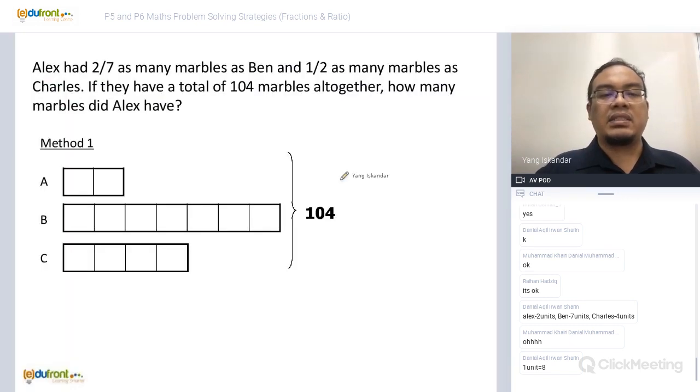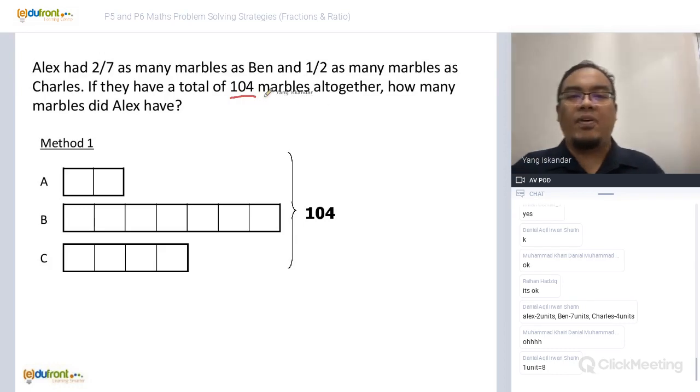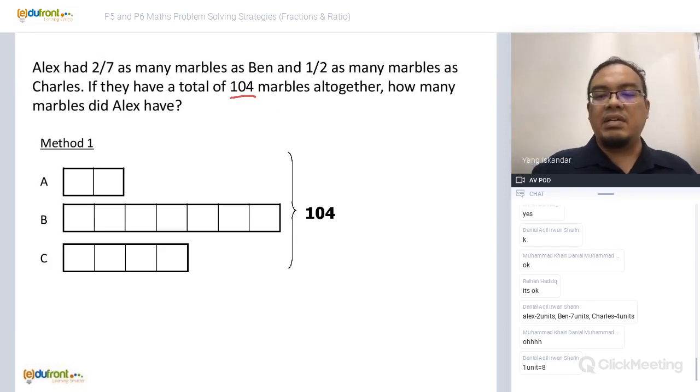And all these, their total number of marbles is 104. Right? So this is another clue that is given to you, which is 104 marbles. So 104 marbles is the total.